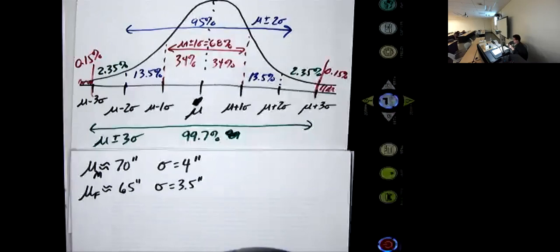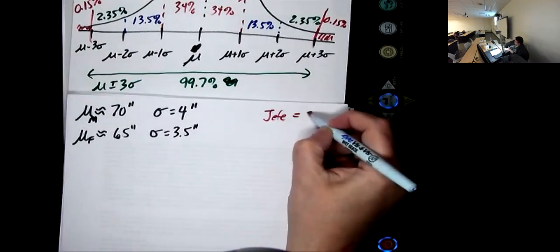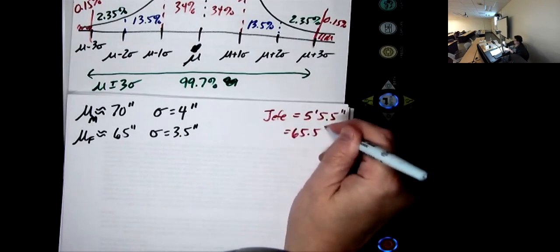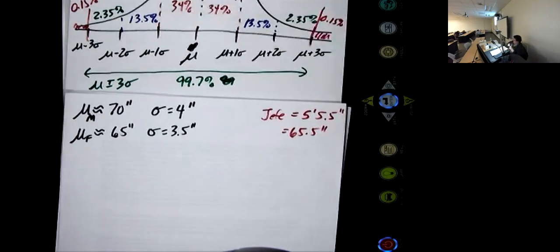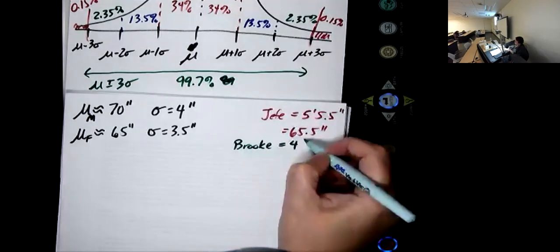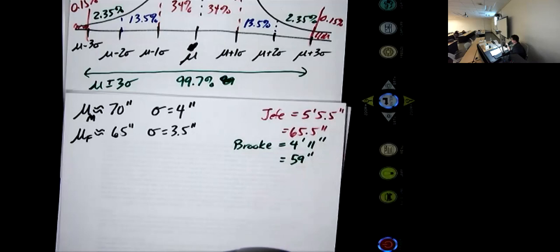So, I'm 5'5", which is 65.5 inches. I had a student, her name was Brooke. Brooke is 4'11", which is 59 inches. I am clearly taller than Brooke.